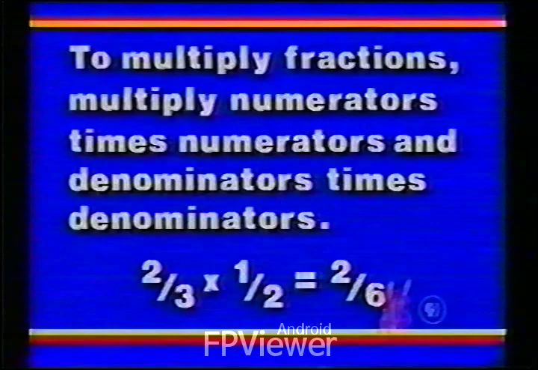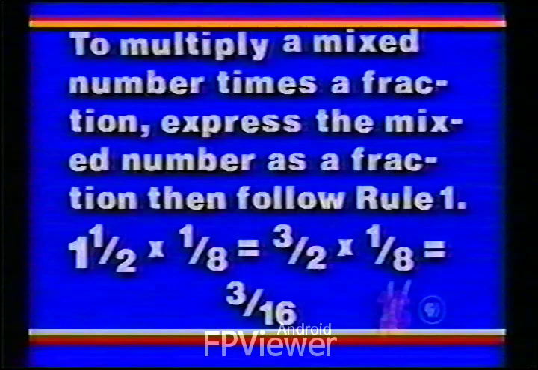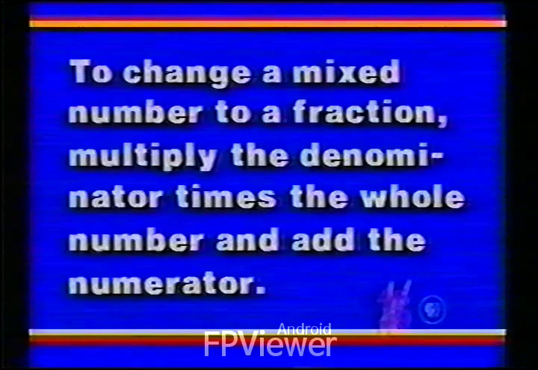Here are some rules you need to remember and some examples to help clarify each one. To multiply fractions, multiply numerators times numerators and denominators times denominators. To multiply a whole number by a fraction, express the whole number as a fraction, then follow rule 1. To multiply a mixed number times a fraction, express the mixed number as a fraction and follow rule 1. To multiply mixed numbers, express both numbers as fractions and follow rule 1. To change a mixed number to a fraction, multiply the denominator of the fraction times the whole number and then add the numerator. This gives the new numerator. The denominator stays the same.